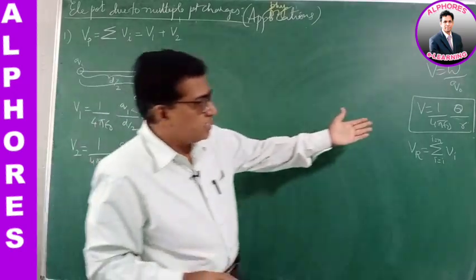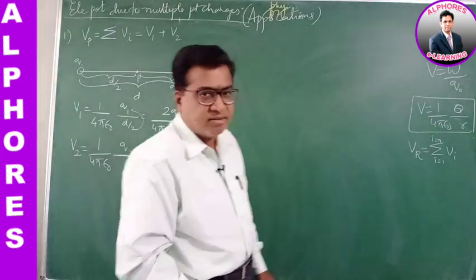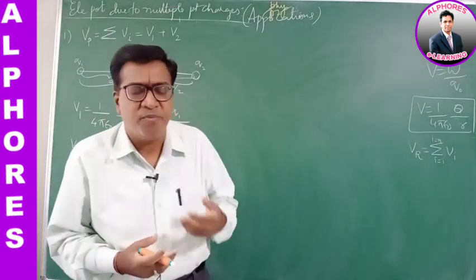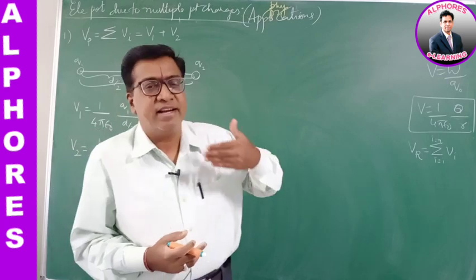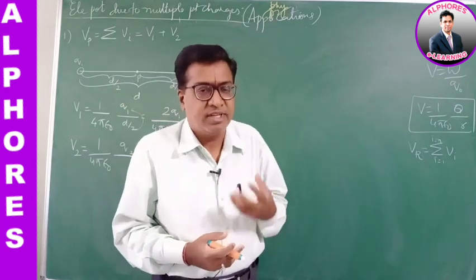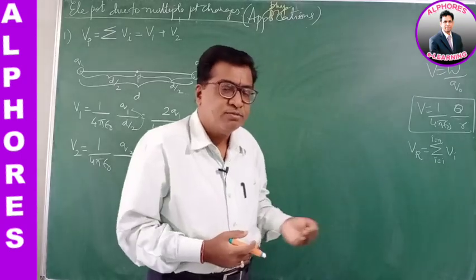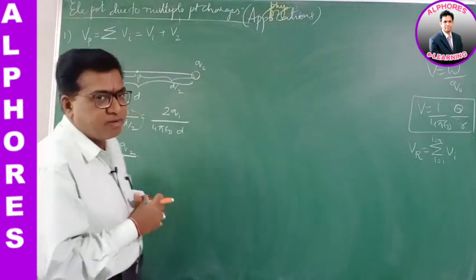We know the formula for a point charge, 1 by 4 pi epsilon Q by R, right? Now why do I repeatedly tell you things again? As you recall things again and again, you remember them. That is the reason why I am repeatedly putting things again and again. You should recall so that you will remember the formula, right?